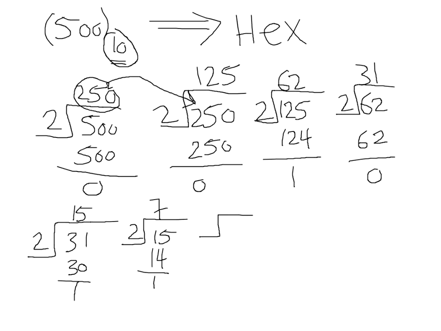Now we have the 7. 7 divided by 2 is 3. 3 times 2 is 6. And the remainder is 1. Now we have the 3. 3 divided by 2 is 1. 1 times 2 is 2. And the remainder is 1.